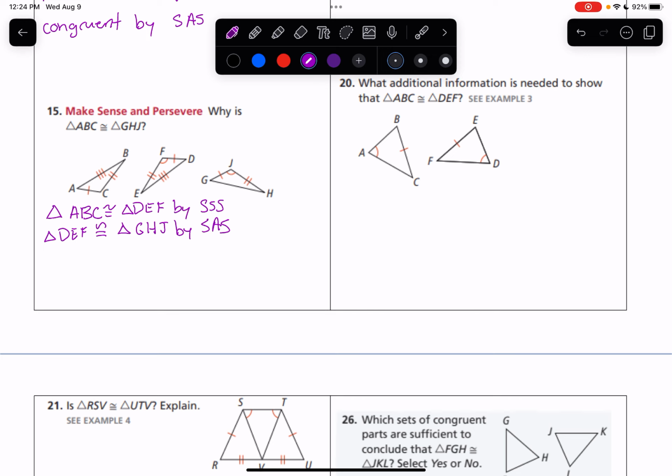So finally, since both of these triangles happen to be congruent to triangle DEF, they must be congruent to each other by substitution. So triangle ABC is congruent to triangle GHJ by substitution.